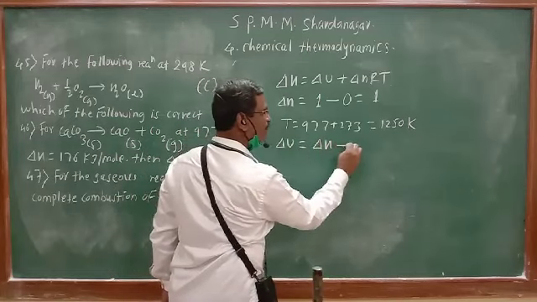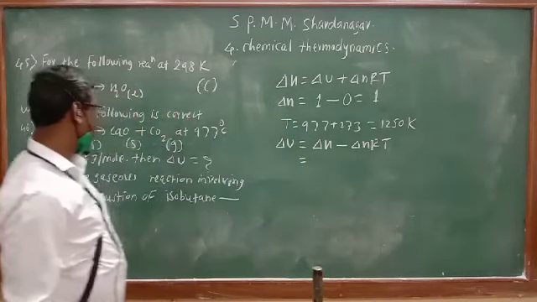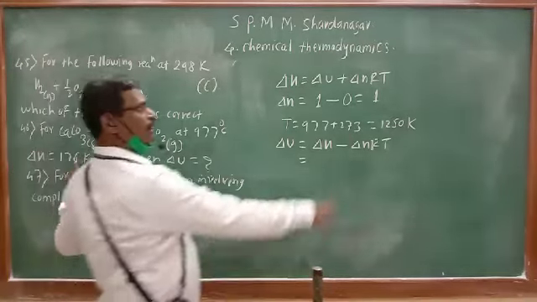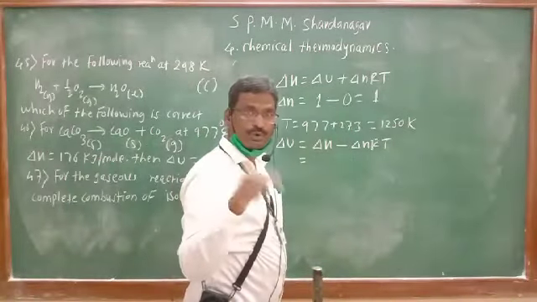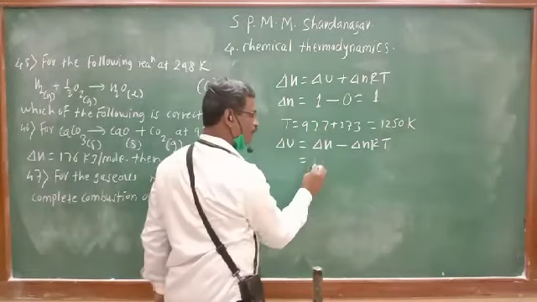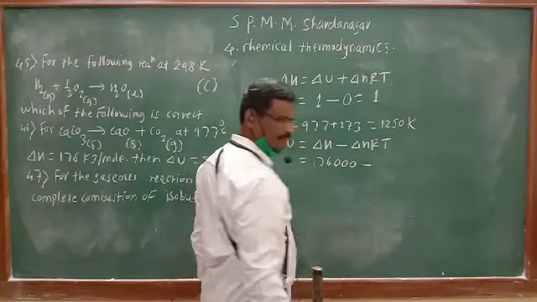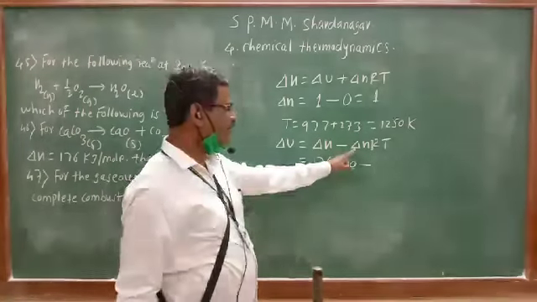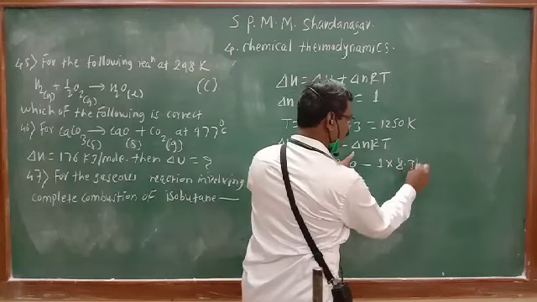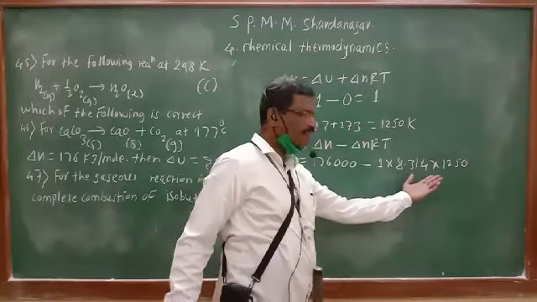Delta H minus delta nRT. Delta H given is 176 kilojoule. R we are taking as 8.314 joule. Therefore, delta H should be in joule: 176,000 minus delta N, where delta N is 1, times R, 8.314, times temperature, 1250.